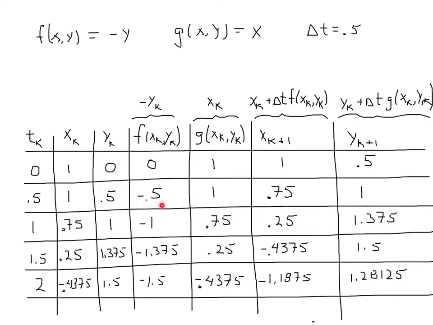Our slope in the x direction is given by negative 0.5 because it's negative y. Our slope in the y direction is given by the current x value of 1. We compute the next x and the next y, and we place this 0.75 here, and we place this 1 here. And you see I've run through this for 1, 2, 3, 4 time steps.